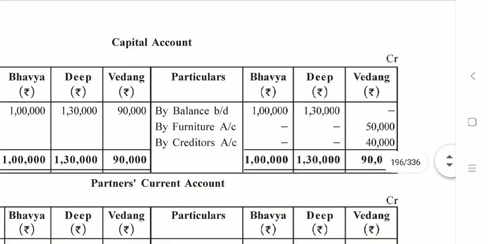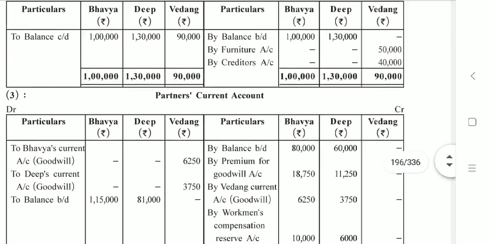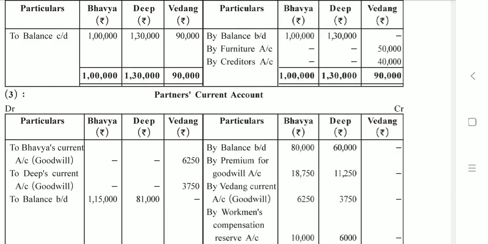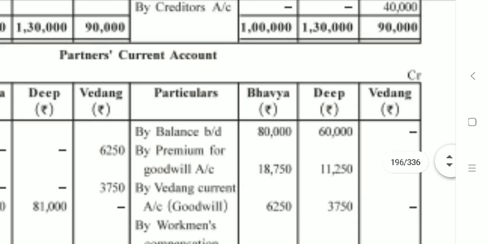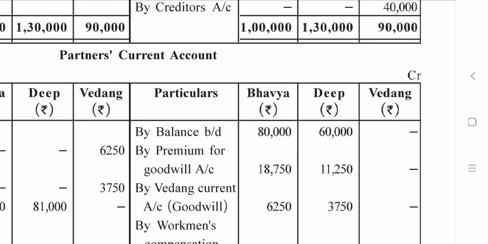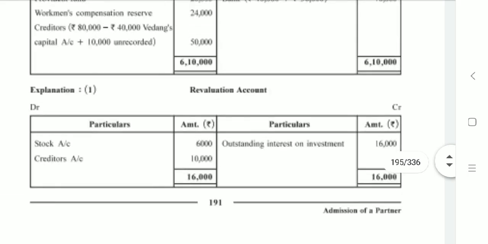Then we have prepared partners' current accounts. Yes? So again here I have written the opening balances of partners' current accounts. See, 80,000 and 60,000 respectively. Yes? The balances are given here.